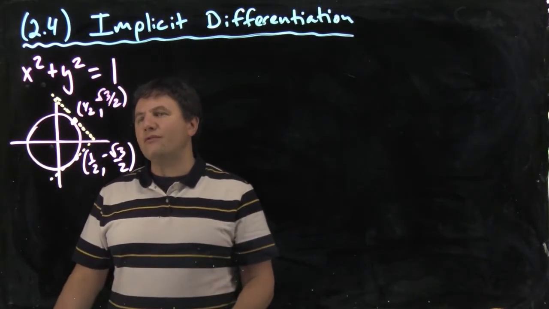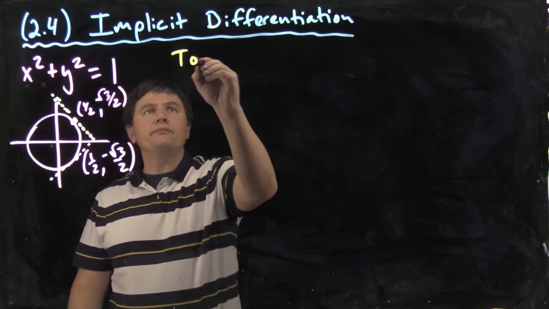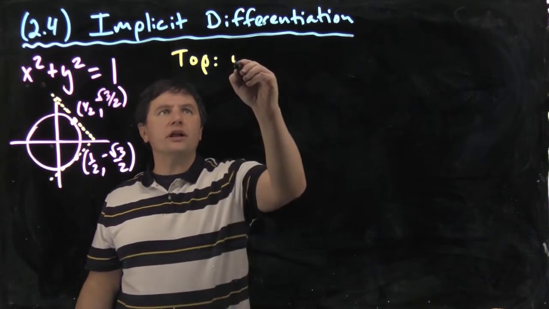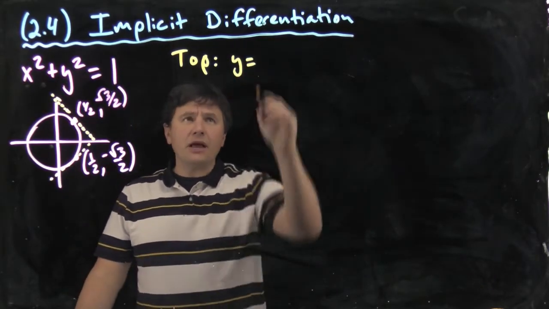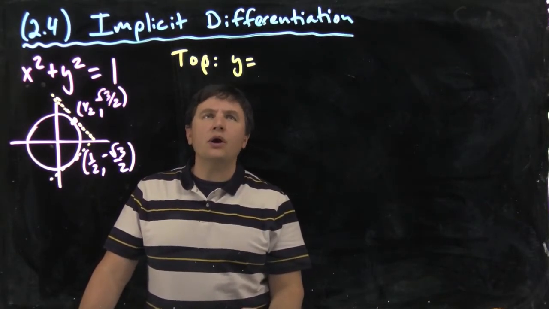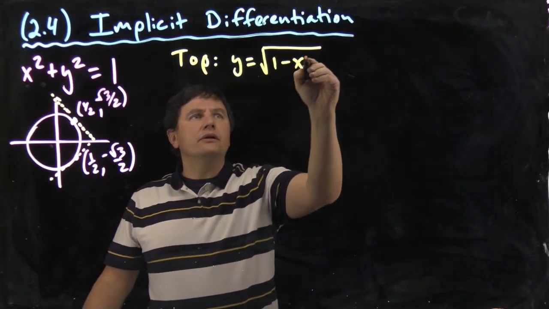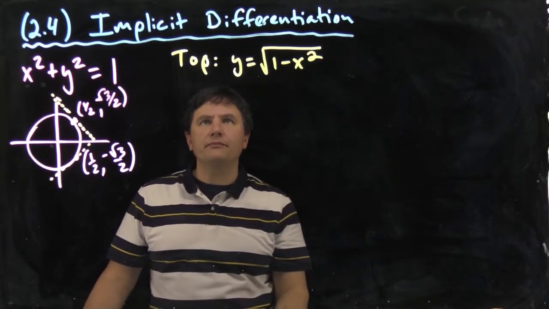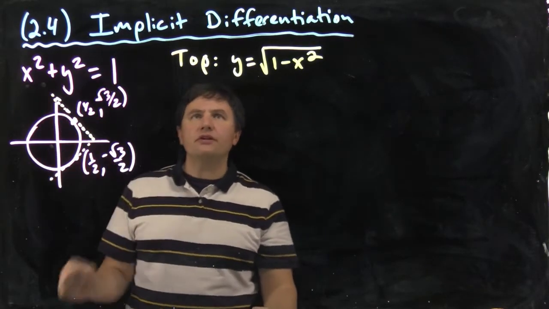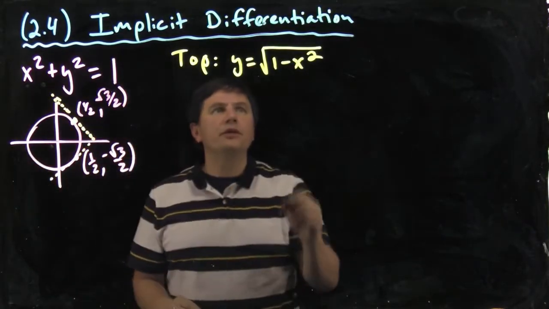But what we have to do is write this equation as two different functions. So we're going to write this as a top equation. If we solve this, we're going to get y equals plus or minus the square root of 1 minus x squared. So the top is going to be the positive of that. Okay, so we still have to look at this as a function. If I want to look at the top of this, I can find the derivative of the top, but I have to deal with this as two separate functions. Top function, bottom function.